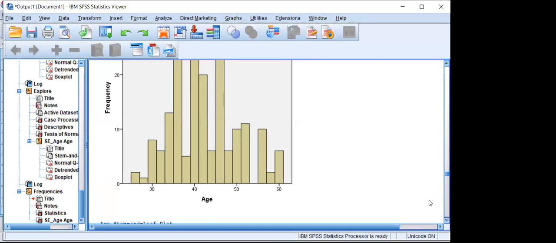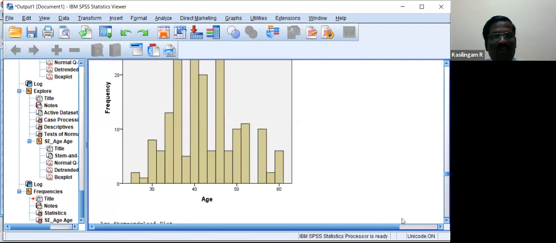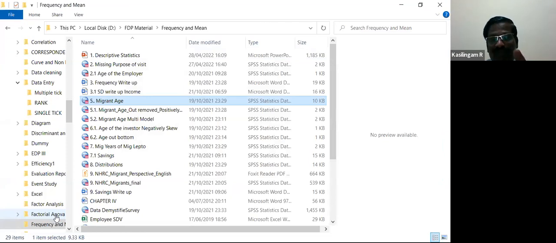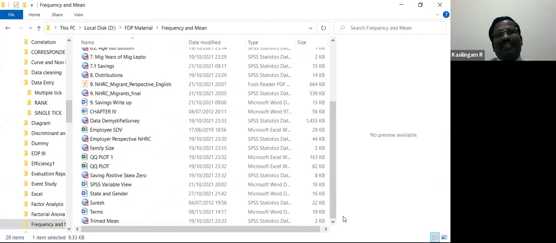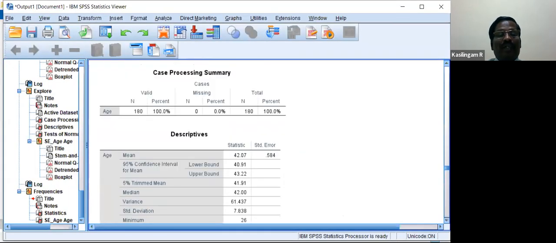Sir, good evening. I just want to know what a trimmed mean is. How will you calculate the trimmed mean? Here I have one data set, the same data which I am showing, the migrant employee age data which I have done. I have trimmed data also, I can show here. If you look at this, it will give a trimmed mean. It is a 5% trimmed mean. Some people use 20% trimmed mean, 10% trimmed mean, like that.